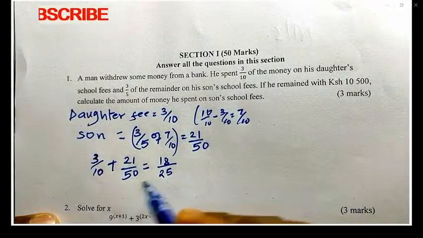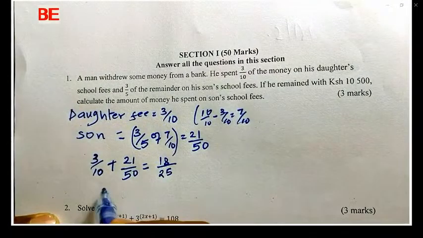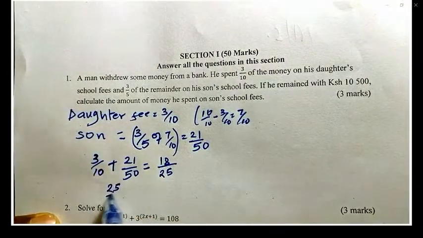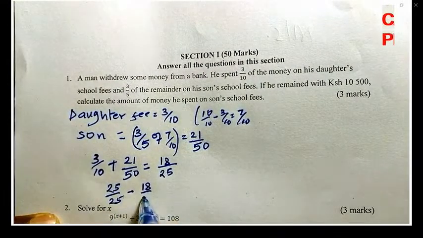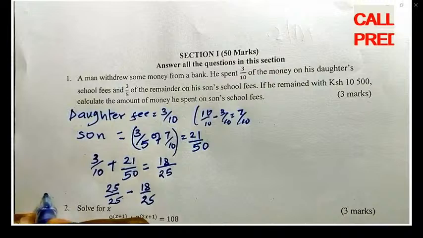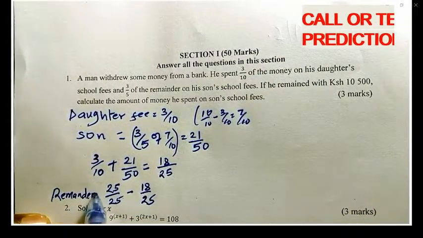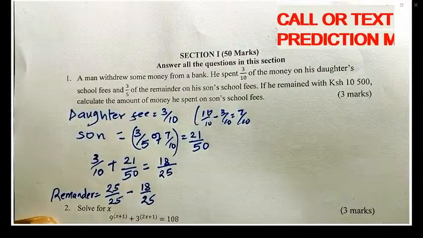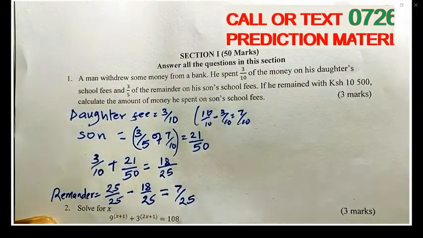Haijalishi ama uweke LCM. So what is remaining? It was 25 original, sasa imekuwa 25/25 minus 18/25. Now this is what we call the remaining money. That's what is remaining. This one will give us 7/25. That is what is remaining.